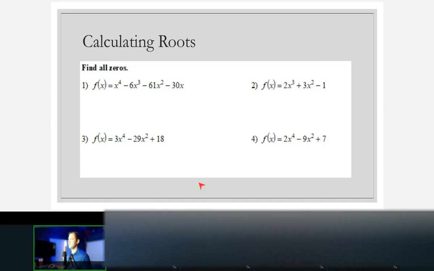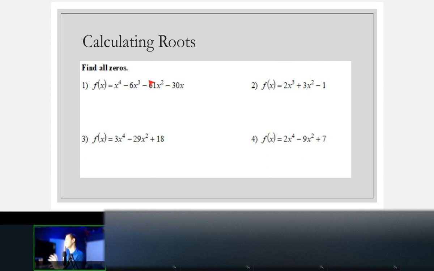All right, calculating roots. So I have these four. Again, remember, today is a lot of review, not necessarily graphing. In the end, we're going to graph some of them, but I do want to review and get some of these roots, because sometimes finding roots isn't always that straightforward.